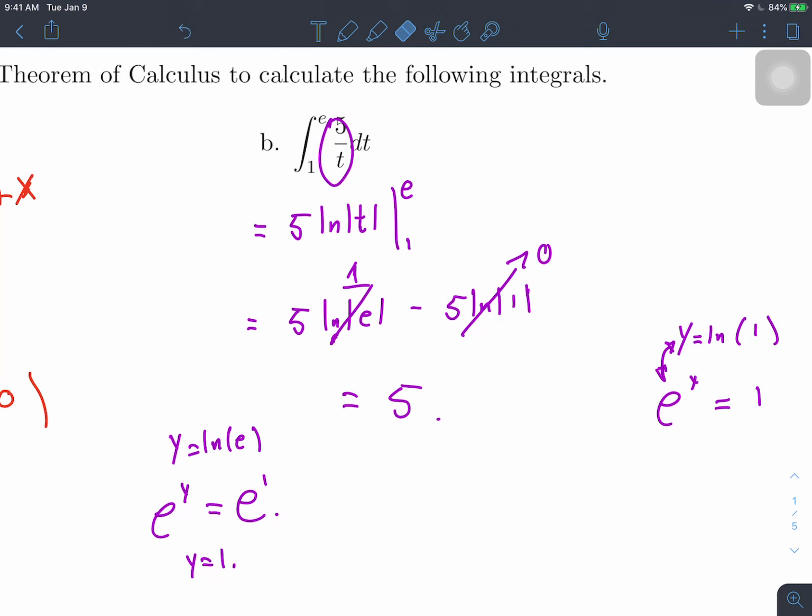Whoa, that wasn't supposed to happen. This was supposed to happen. Do the antiderivative, and then just plug in e, and then plug in 1 and subtract those two numbers, and then we're done. Oh, sorry. It's totally possible that I made a mistake. I don't think I did. The right-hand side went to 0. The left-hand side was 5 ln of e. That's just 5 times 1, which is 5.